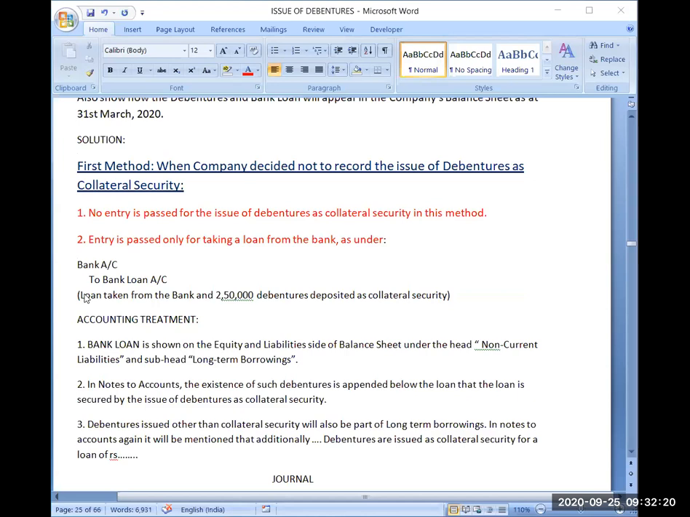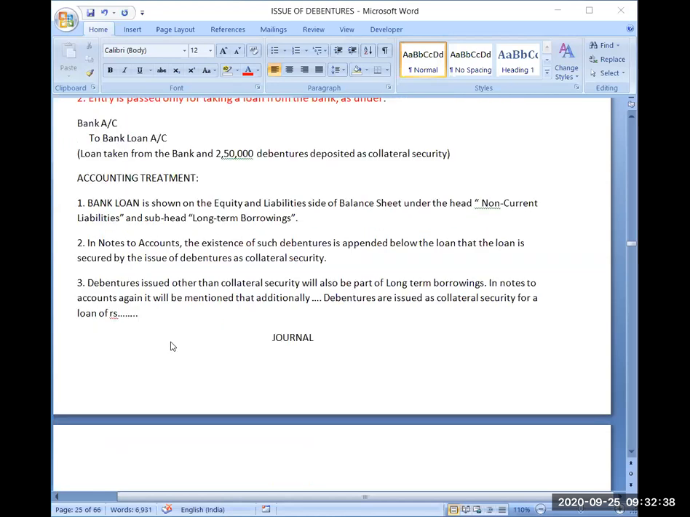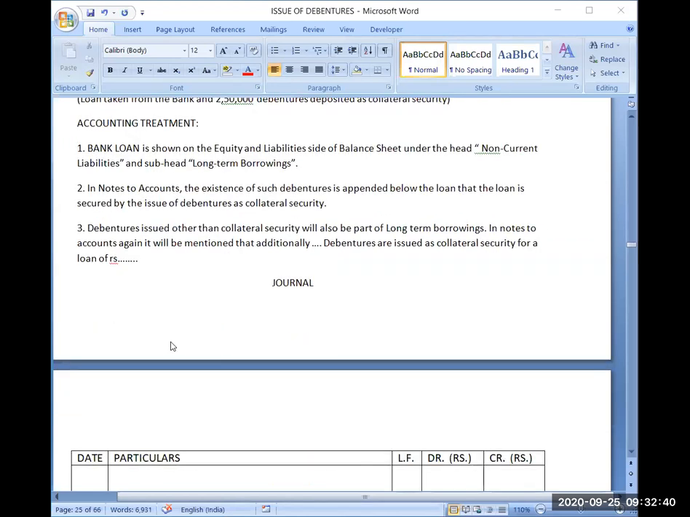Now, what will be the journal entry for taking the loan? Bank account debit to bank loan account. If the name of the bank is not known, that is the entry. If I know it, then I can put the entry as bank account debit to SBI bank loan account, or SBI loan account, this way. Now, how will I present this information in the balance sheet, in the financial statements?